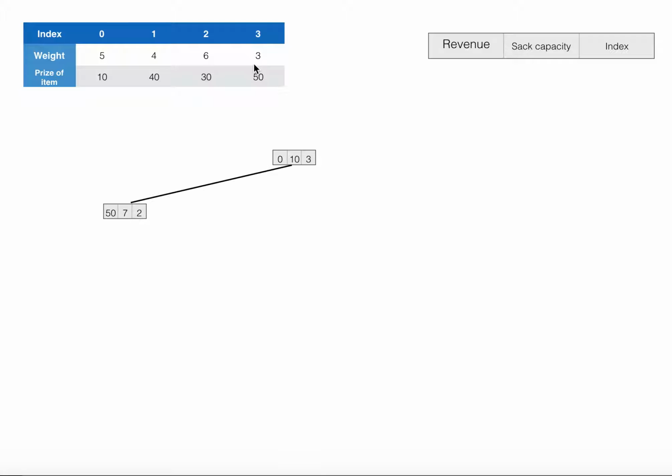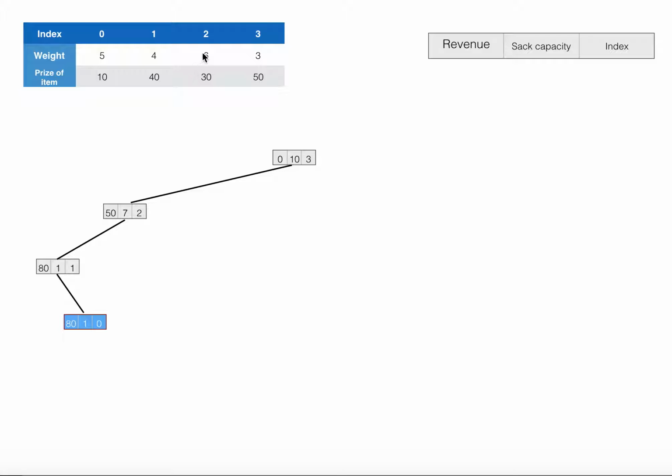So he decided to pick. Once he picks, he will have revenue 30 and the sack capacity goes to 7, and he moves to the second item. He decides to pick, so his revenue is 30 plus 50, which is 80, and the sack capacity goes down to 1. Here he wanted to pick item 1, but the weight of the item is 4 and the sack capacity is 1, so he cannot choose it. He decides not to pick it and goes to item 0. The weight of item 0 is 5, so he cannot pick that either. That's where we stop, and we backtrack.